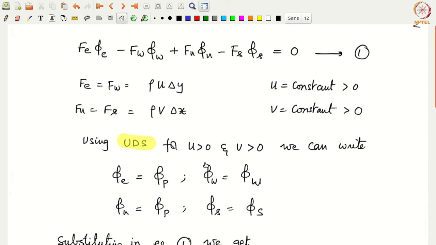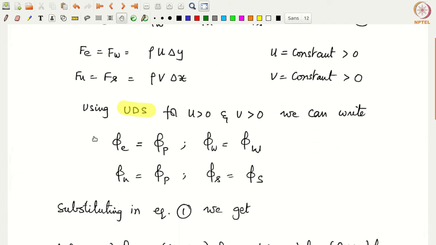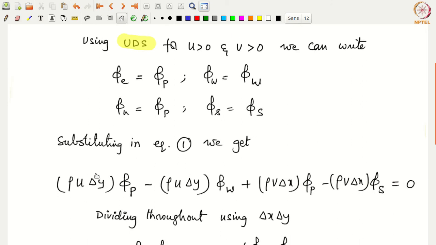Now we can substitute for these phi east, phi west, phi north and south into equation number 1 here and collect all the terms. Then we can write this as rho u delta y phi P, instead of phi east we wrote phi P, minus rho u delta y phi capital W instead of phi little w, plus rho v delta x phi P instead of phi north, minus rho v delta x phi capital S instead of phi little south, equal to 0. So this is equation 1, which is modified with the upwind difference scheme and also substituting for the corresponding flow rates.